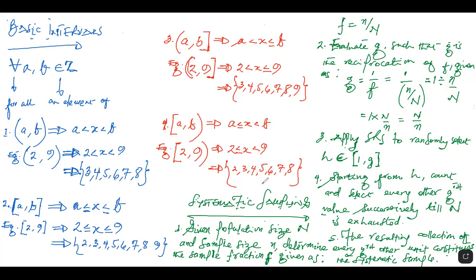All right, so let's use an example to see if we can understand exactly how this works. Illustration. Let's take a very simplistic illustration. Let's assume our population size is 100. Out of the 100, we're interested in 10. So our sample size is 10. Now we want to perform systematic sampling.